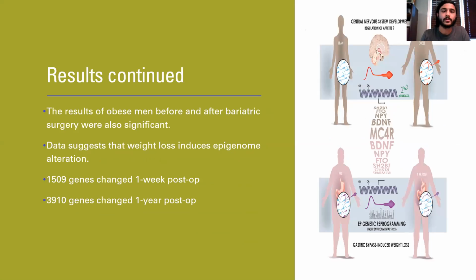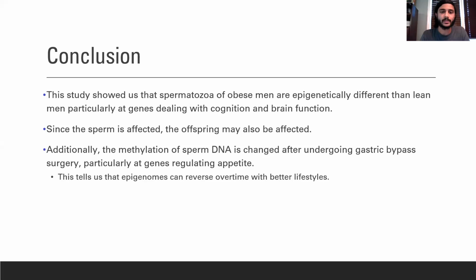Okay, so the slide of results is in regards to the 6 obese men that went through the gastric bypass surgery. So 1 week after their surgery, 1,509 genes changed compared to the sample collected pre-op. After 1 year, 3,910 genes changed compared to the week before the surgery. So the conclusion of this is that the sperm of obese men are epigenetically different than lean men, particularly at genes dealing with cognition and brain function.